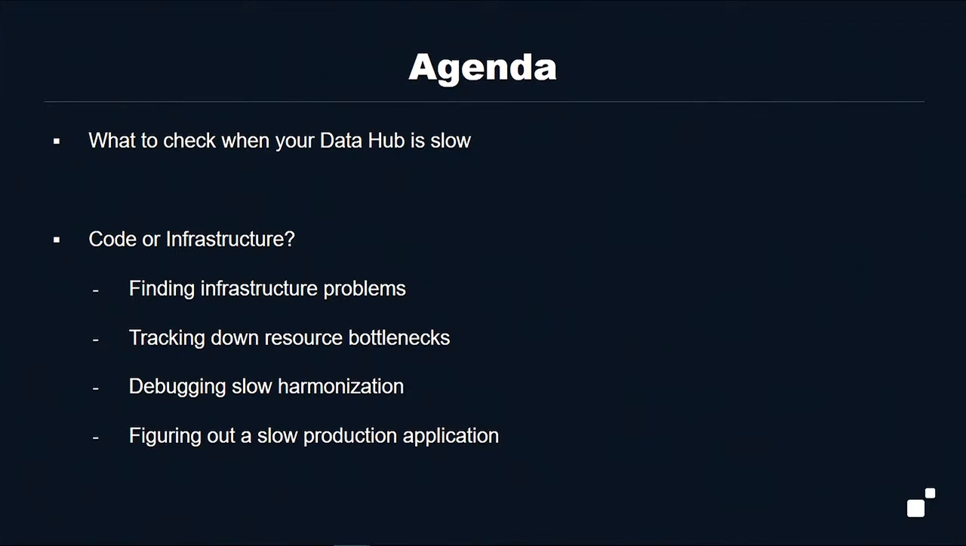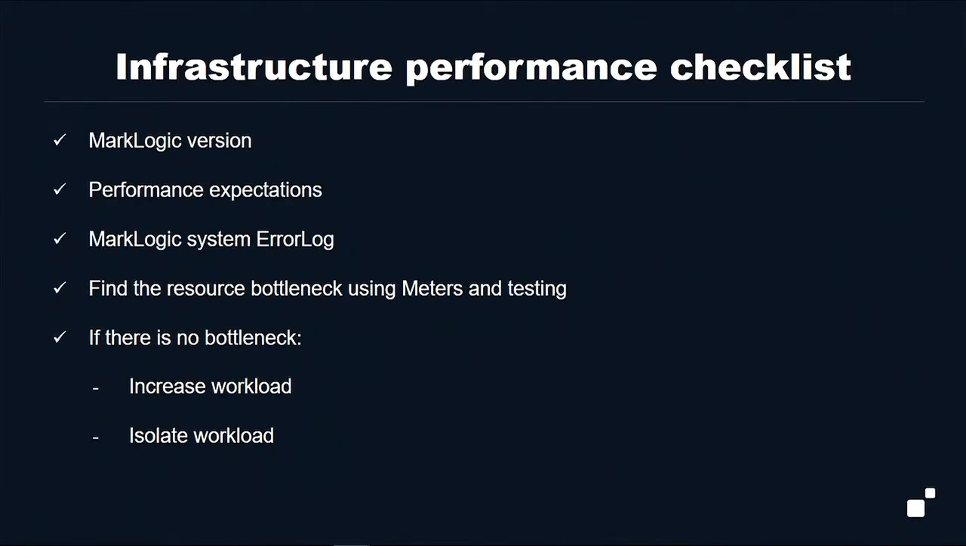Then is your area of concern code or infrastructure? I don't want to call it a problem yet. It might just be an area of interest. So finding infrastructure problems, there's some really great new features in the product for that. Tracking down resource bottlenecks, figuring out slow harmonization processes. This is the number one performance issue we see now with data hubs. And then figuring out a slow production application. So this is a less common issue with customers, but it's the thing that tends to cause your phone to ring if you're a MarkLogic DBA or developer, because if the users aren't happy, ain't nobody going to be happy.